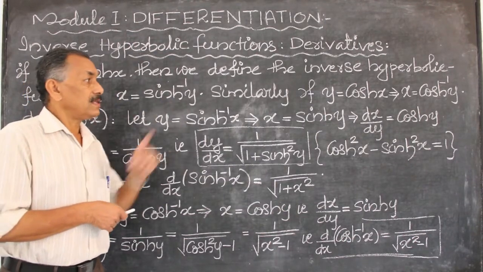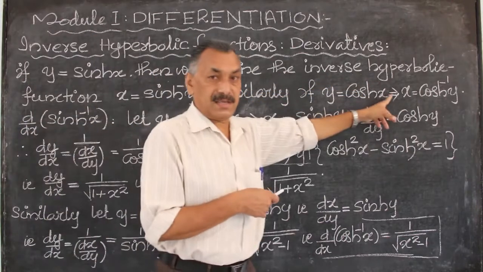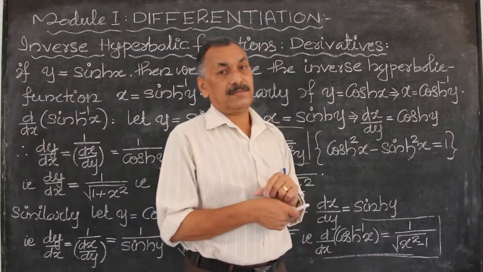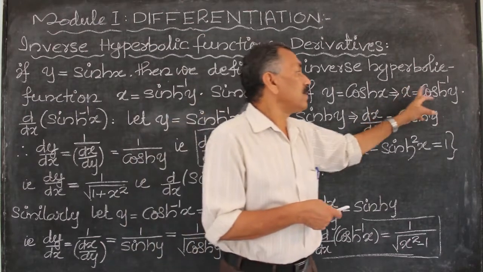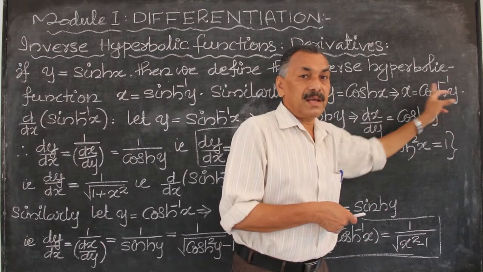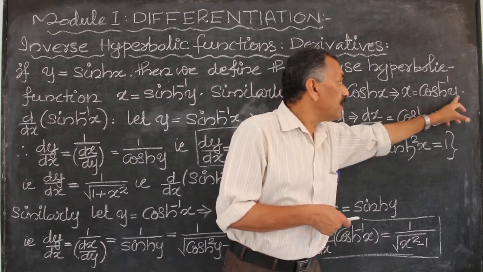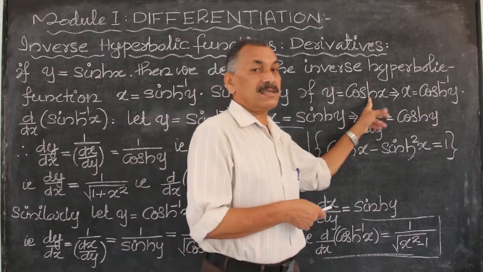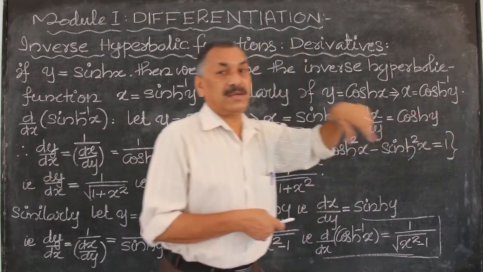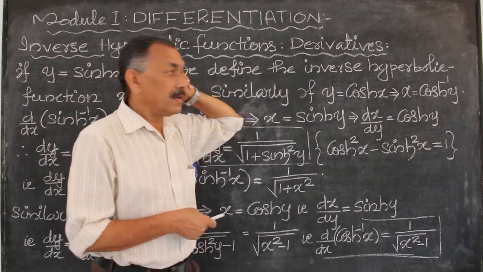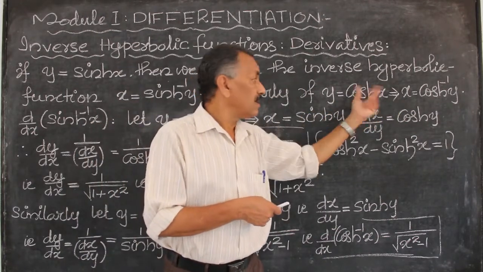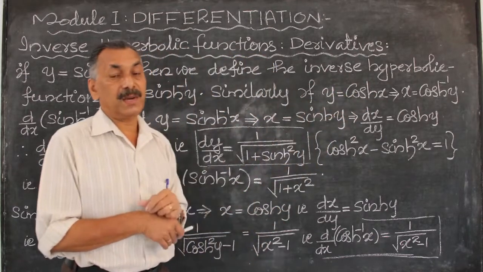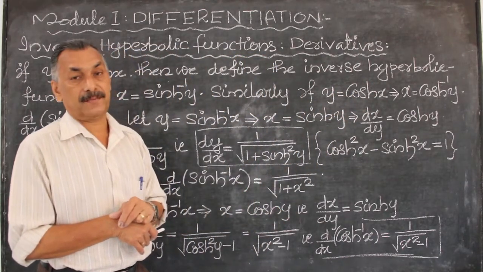Similarly, if y is equal to cos hx, then we define x is equal to cos h inverse y. Or if x is equal to cos h inverse y, then y is equal to cos hx. Y is equal to cos hx, then x is equal to cos h inverse y.